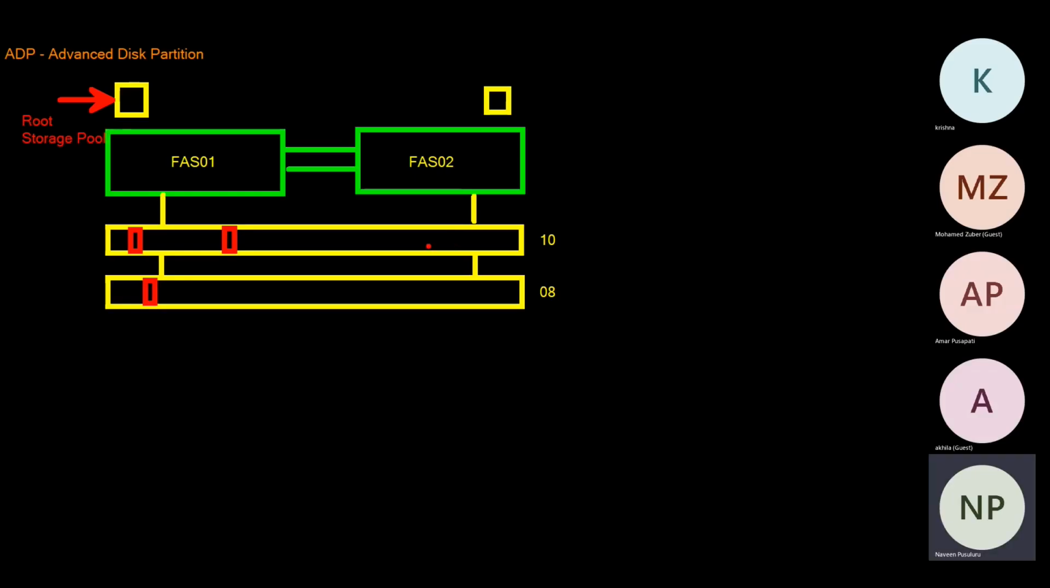The same way it will pick 3 more disks for controller 2, and it will create a root storage pool for controller 2. It will just pick randomly. It is not like you need to take 2 disks from shelf 1 and 1 disk from shelf 2 for controller 1, nothing like that. It will pick randomly across all the available shelves, but it will pick only 3 disks.